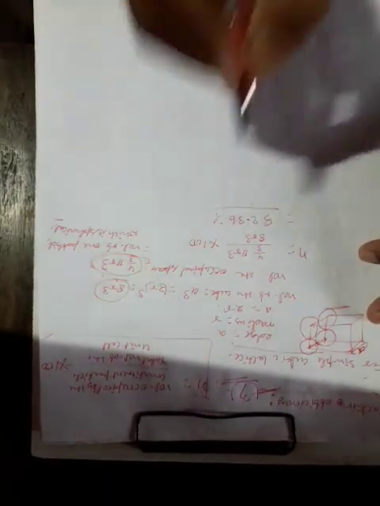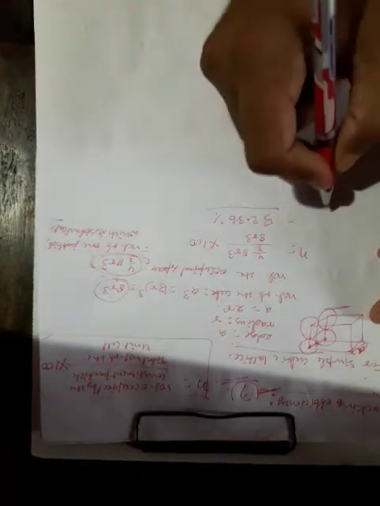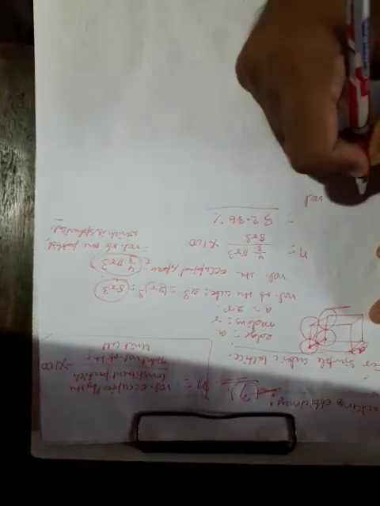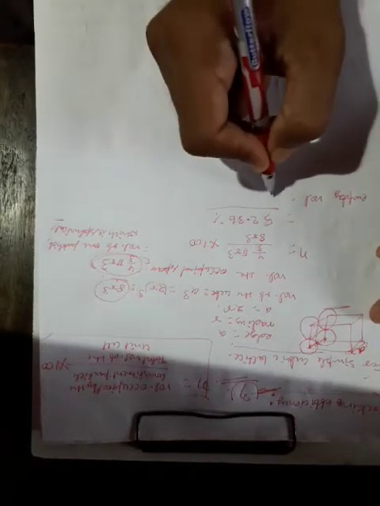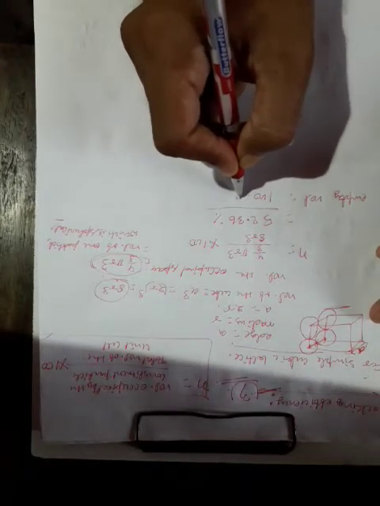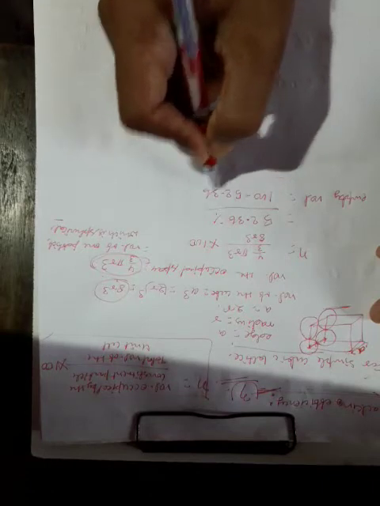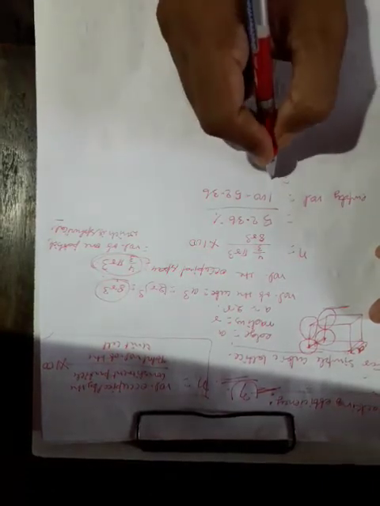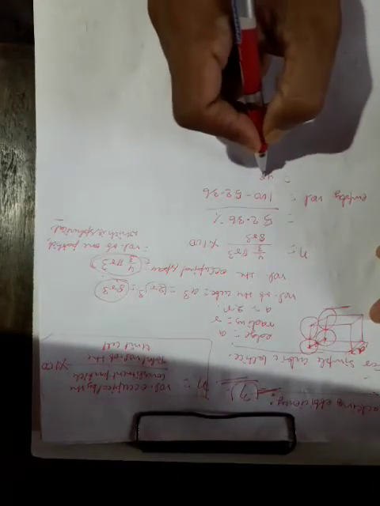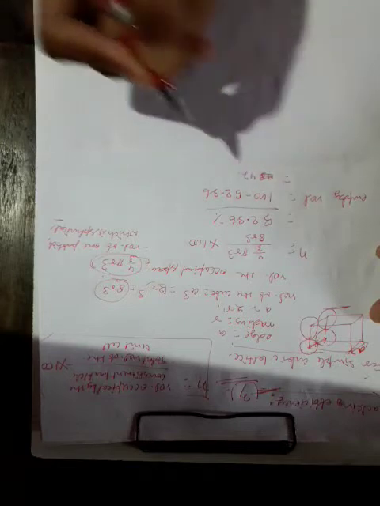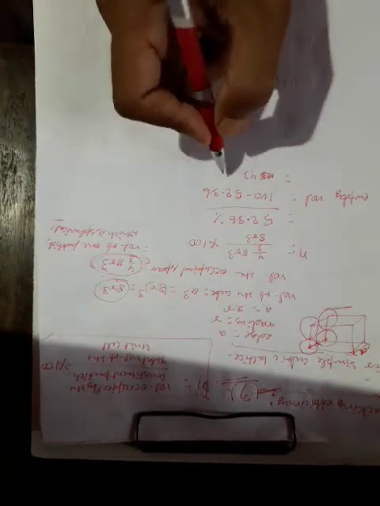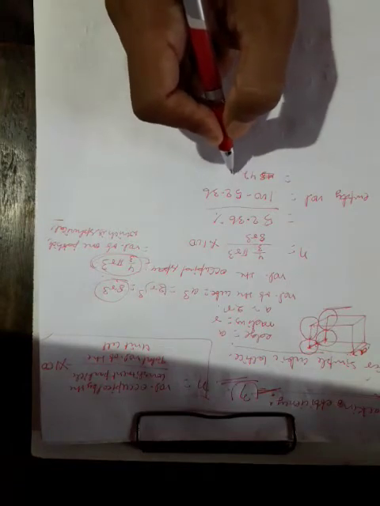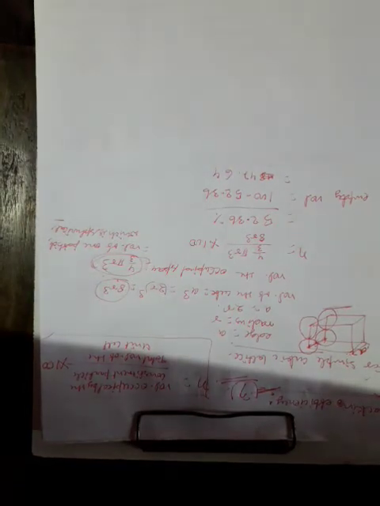This is the volume occupied by the constituent particle. Now the empty volume of the unit cell will become 100 minus 52.36, that is 47.64.